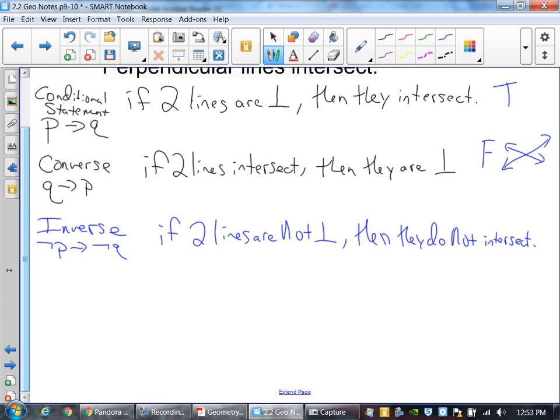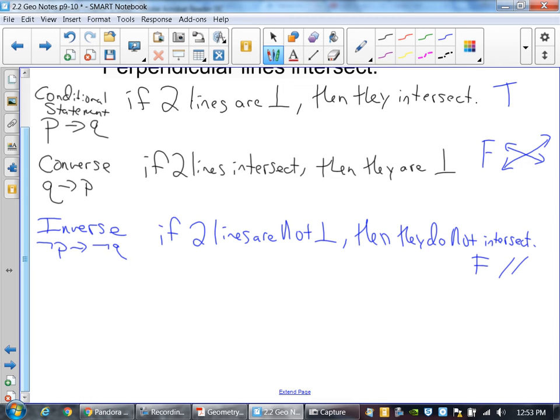Two lines that are not perpendicular do not intersect. That's false because you can have parallel lines. So if they're not perpendicular, they're not going to intersect. So that's also another false statement. One of the things that can happen that you'll start to see through here is that two lines are not perpendicular, they do not intersect.